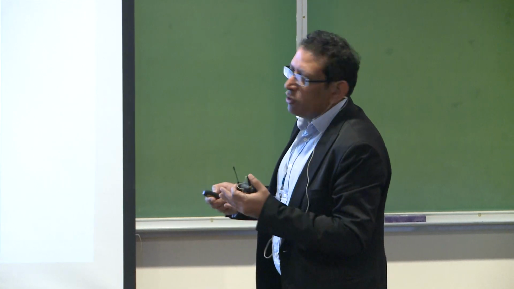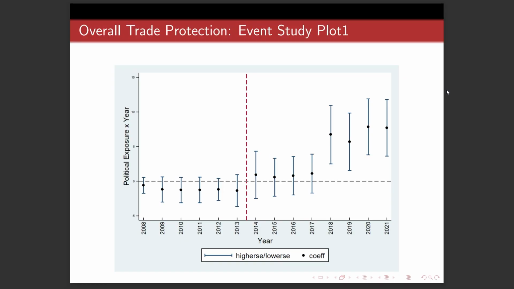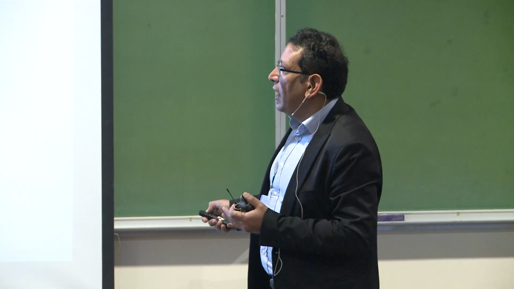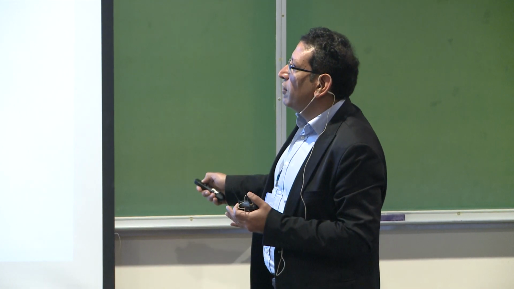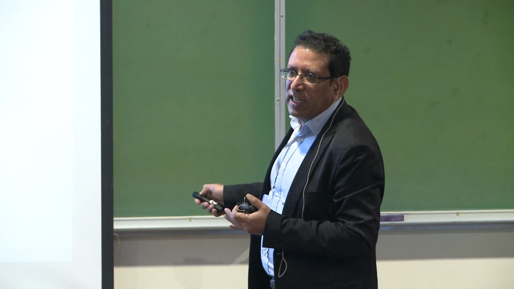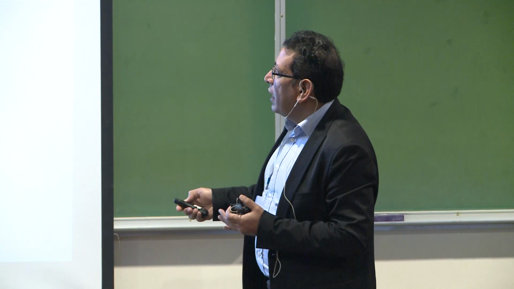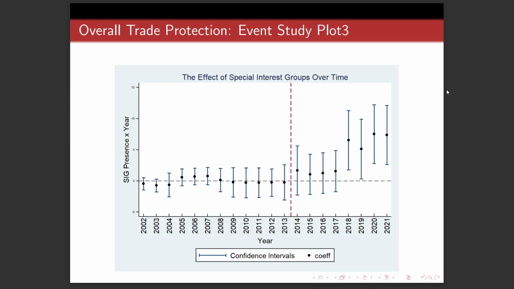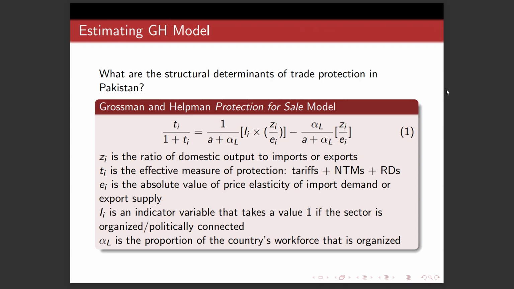Okay, you can do all sorts of event study things, even on this overall trade protection measure, and you will find very similar results: in the pre-period, a lot of these coefficients are actually negative, statistically insignificant. Post 2013, there's a real jump in these coefficients, still insignificant, and they become a lot more statistically significant during the PTI government's period, 2018 onwards. You could look at different measures of political exposure and find similar effects, that there's something happening after 2013 that is really counteracting the earlier phase of trade liberalization.